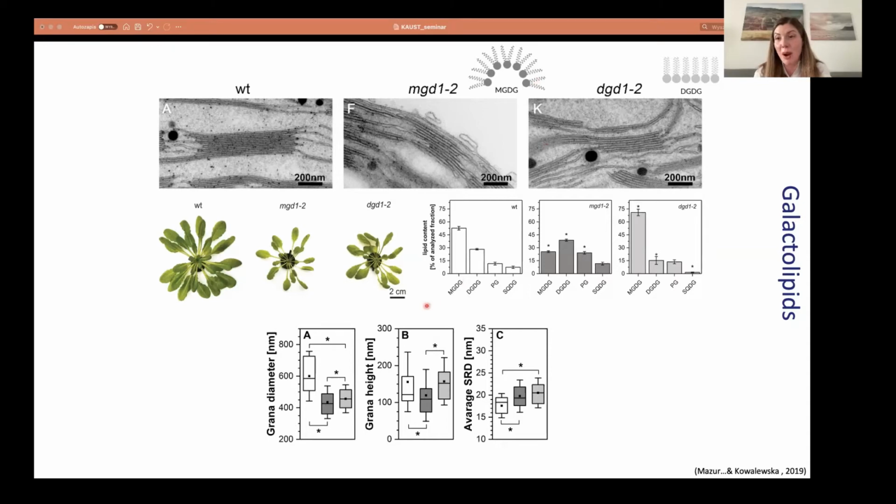Obviously we started with the ultrastructure, because this is the center of our interest, and we calculated different parameters. No surprise, plants that were lacking some of the lipids had smaller grana, with smaller diameter and smaller height. Also the SRD parameter was this time larger, so more characteristic for younger seedlings than fully developed seedlings. But we didn't see any particular differences between the MGD1-2 and DGD1-2 mutants, which was quite surprising for us, because MGDG, due to its structure, has a completely different influence than DGDG.